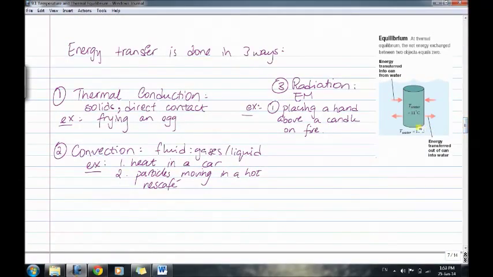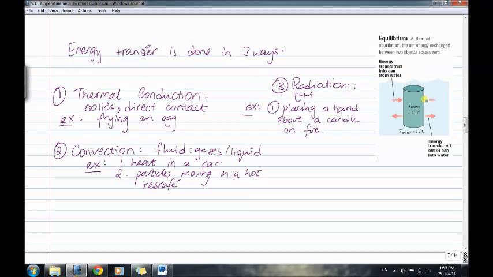Energy transfer is done in 3 ways. First of all, thermal conduction, such as in solids in direct contact, for example, frying an egg. Second, convection, as in fluids such as gas and liquid. Example, heat in a car. When you enter the car, you feel that it's so hot. Another example is particles moving in a hot Nescafe. Third, radiation, which is electromagnetic waves. An example is placing your hand above a candle which is on fire.